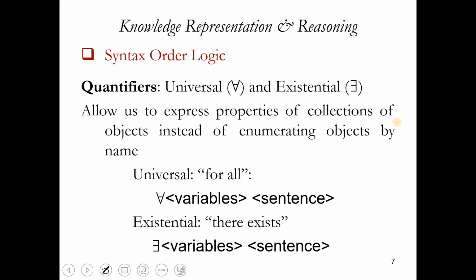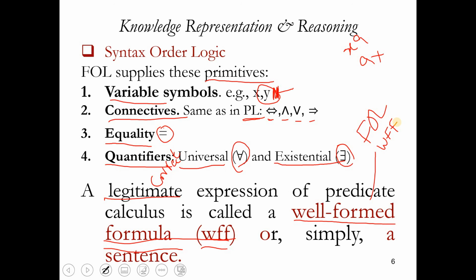So you have seen these quantifiers. You have four things that we saw previously. First order logic provides variables, connectives, equality, and quantifiers. Quantifier comes from the quantity. Okay. So quantify means to count. So universal and existential, they are related to counting.